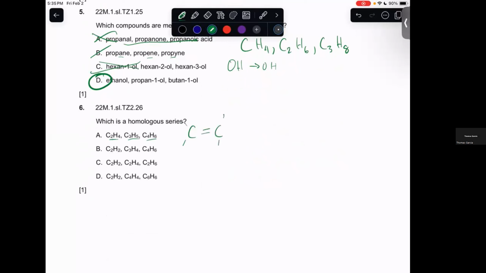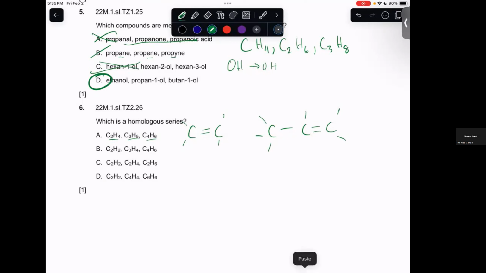C2H4, that's going to be our ethene. C3H5, I don't know, I could maybe put a double bond here, double bond here, but even that would be 4. If I change one of these to a single bond, well, then we'd still have, oh, 2, 4, 6. No, it doesn't work out. We don't have any series here. Moving on to B, C2H2, C3H4, C4H6.